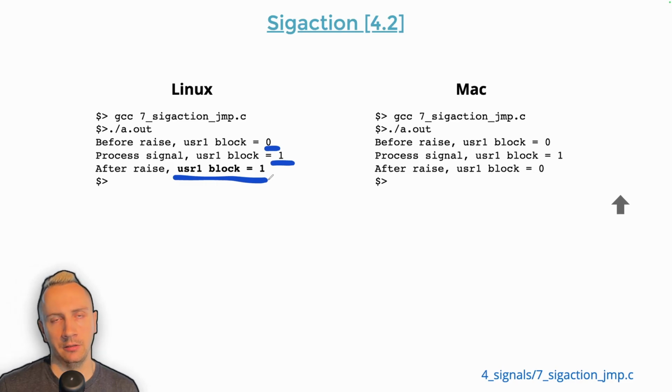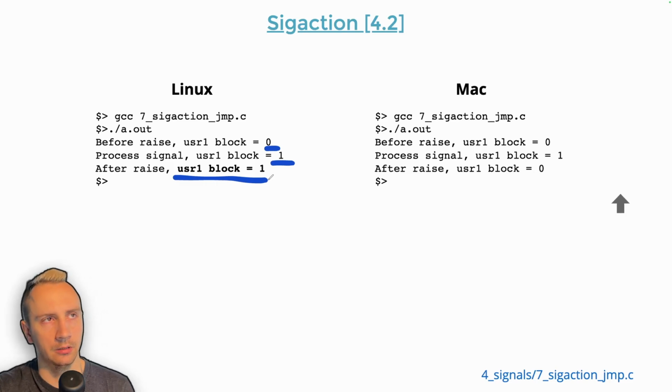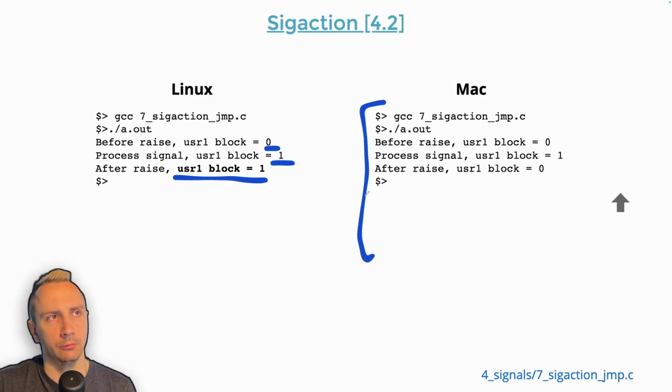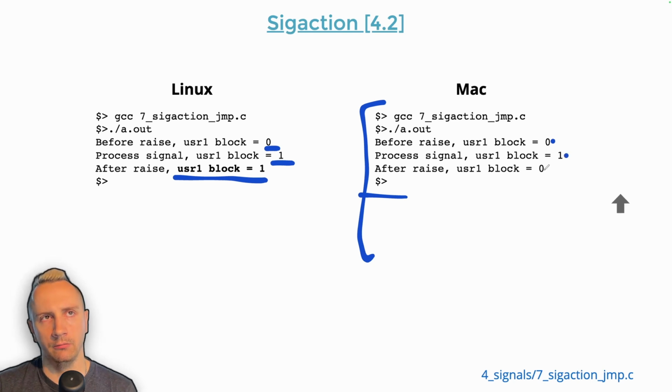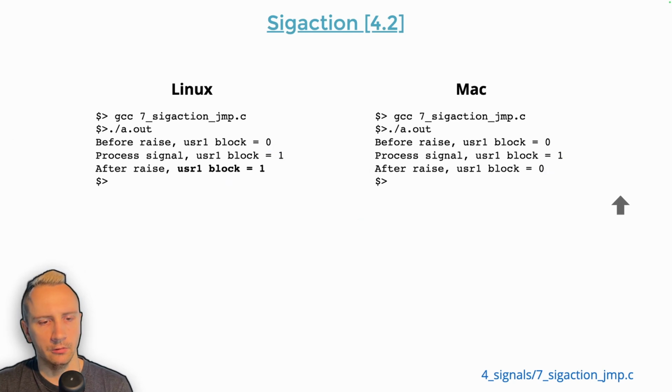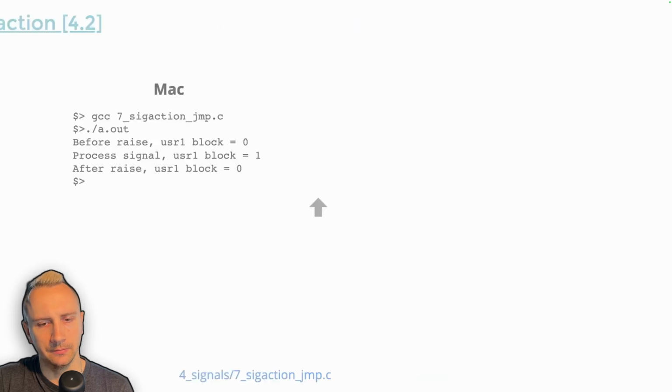I was expecting that as soon as I leave the signal handler, the signal mask is going to be restored back, and it was not restored back. On Mac it was, for some reason. We don't know yet why it happened, but here it behaved like I expected. It was unblocked in the main, was blocked during handling, is again unblocked in the main function. So what is really happening here?